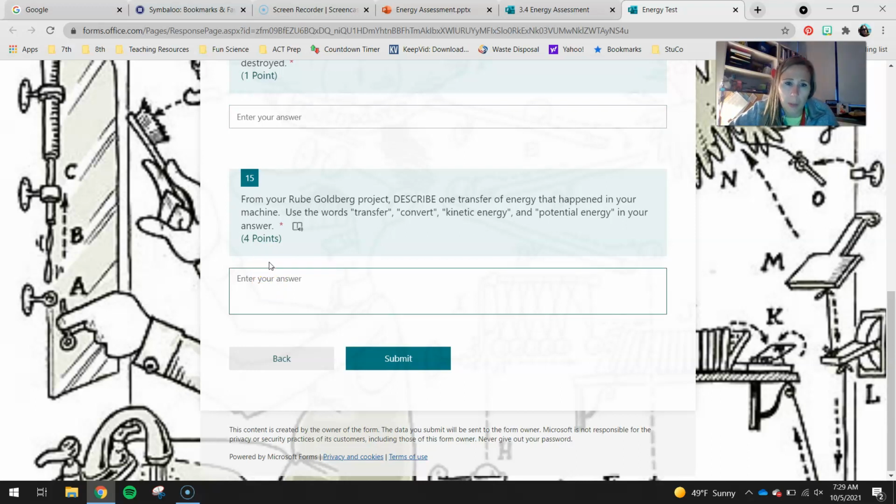So from your Rube Goldberg project, whether or not you guys have finished this, you should have still been here at some point to discuss what a Rube Goldberg is. So even though you didn't finish this yet, or maybe you haven't done it, you were sick, whatever the case, think of some kind of energy transfer that you could see in a Rube Goldberg. So everyone can answer this question even if they weren't here.